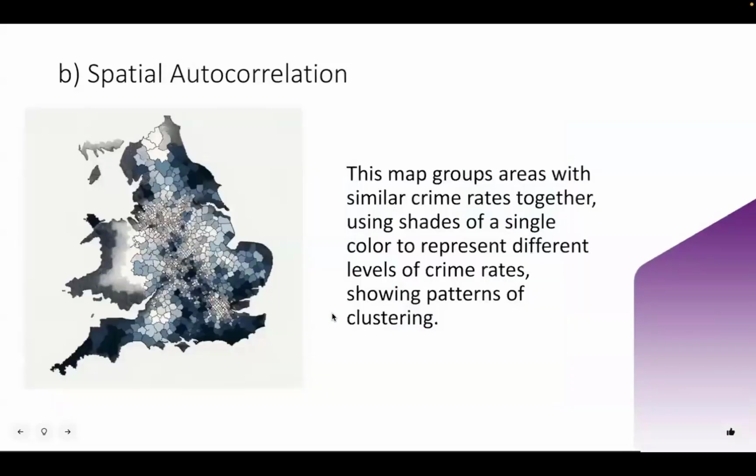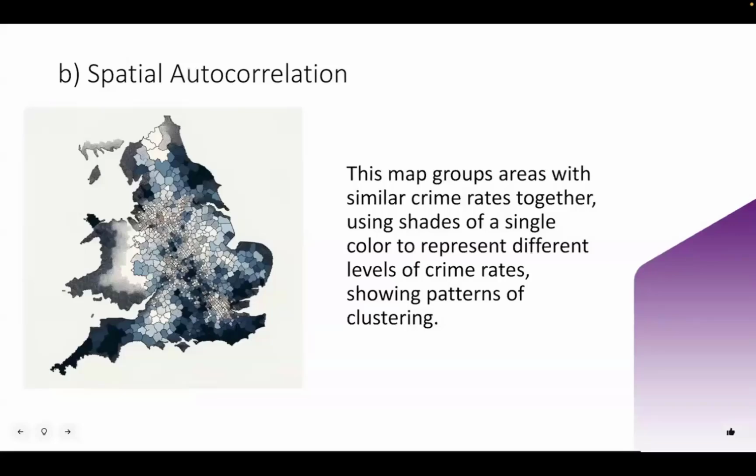Another analysis that we'll be looking at tomorrow is spatial autocorrelation, and this is a technique that measures the degree to which crimes occur near each other in space. So it kind of helps us understand how crime rates in one area relate to crime rates in those nearby areas.